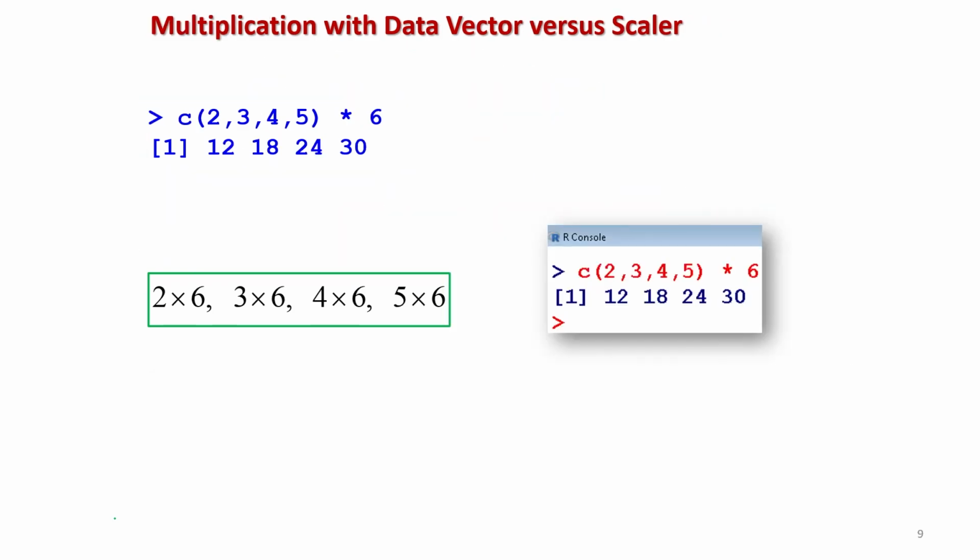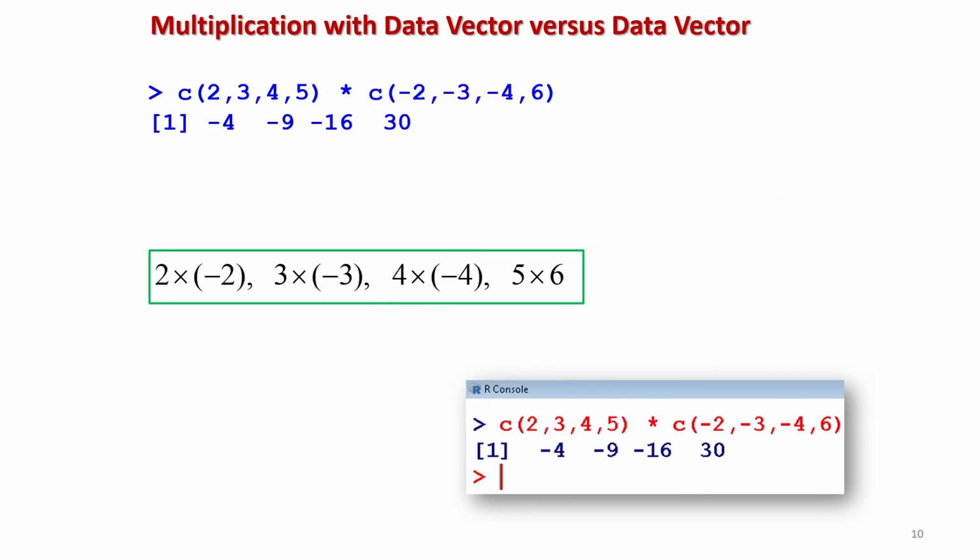Now the same thing will happen with multiplication also. If I take a data vector c(2, 3, 4, 5) and multiply it by 6, every element of the data vector is multiplied by 6. So you will get this outcome: 12, 18, 24, 30. That is the same thing as in the case of addition and subtraction.